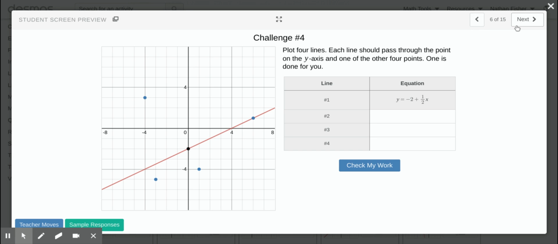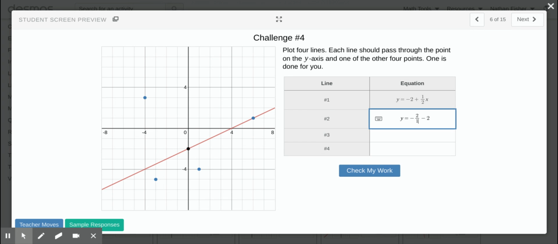Okay, next. Here, plot 4 lines. Each line should pass through the point on the y-axis and one of the other 4 points. One is done for you. So they need to pass through this black dot and then each of these other ones. Let's do this one down here first. So from this point, I know I'm going to have a -2 at the end because it's down 2. But in between there, I go down 2, right 1. So I'd have -2 over 1 x. Let's check that one real quick.